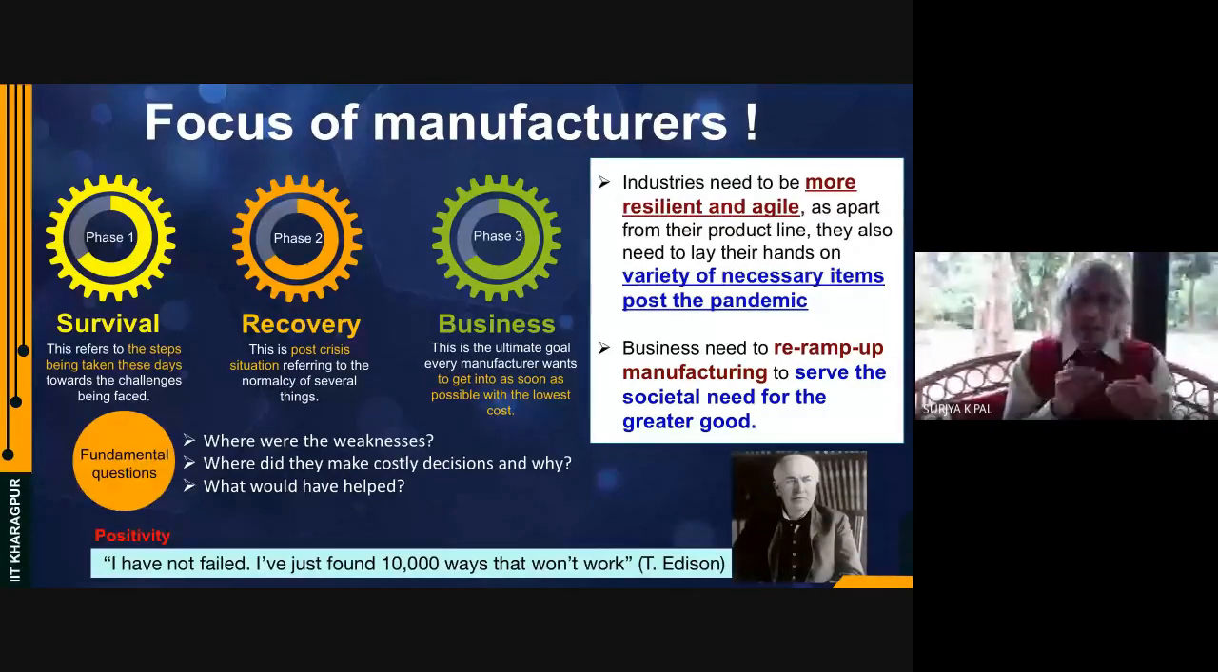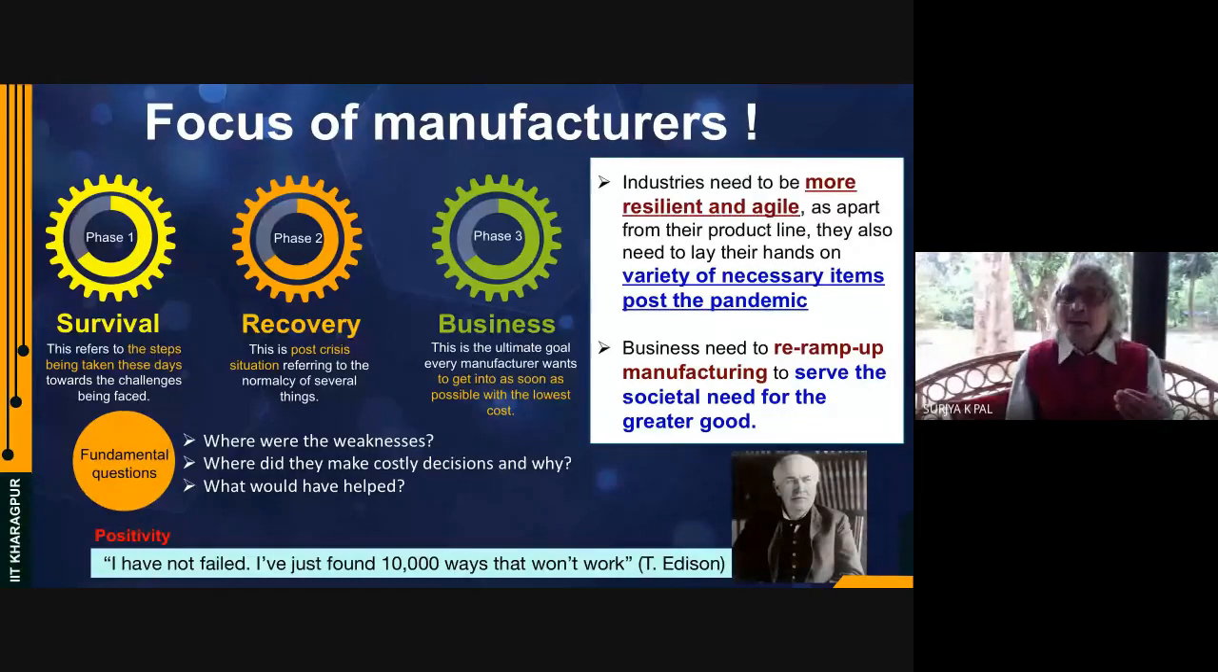So the fundamental questions should come up, or maybe are coming up in the minds of manufacturers. Where were the weaknesses, why did we fail? Why did I take the costly decision, and why at all have I taken it? And what could have helped me? If these fundamental questions are asked several times within ourselves, as a manufacturer, then you'll get the solutions.